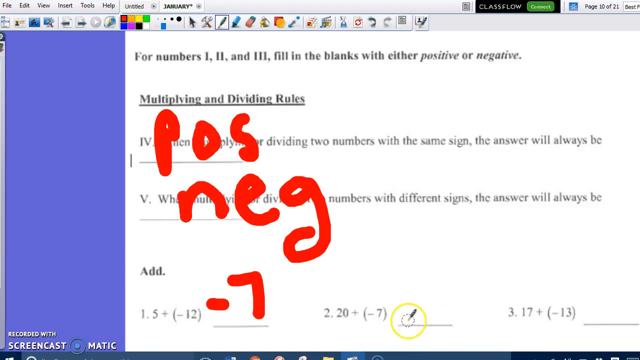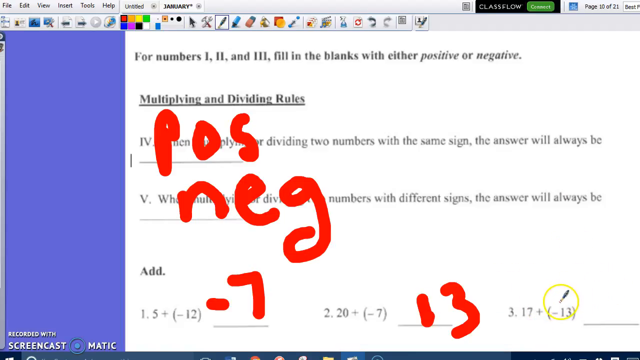So now we have 20 plus -7. We have a positive plus a negative. Lauren, what should this answer be? 13. Why is this a positive 13? Because 20 is a higher number. That's right. So we keep the sign of the higher digit. Excellent. So now I have 17 plus a -13.